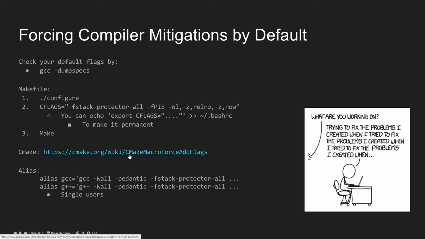For CMake, there is a tutorial here on how to make global defaults for your flags. And so you can do that for any compilers that CMake will use. And finally, you can use an alias, but this is better suited to single users because it gets saved in the bashrc, and same for echoing here, if it's only going to get stored in a single user's bash profile.